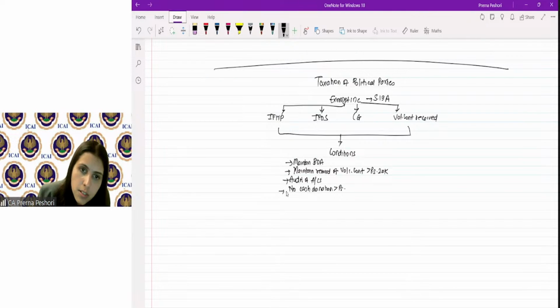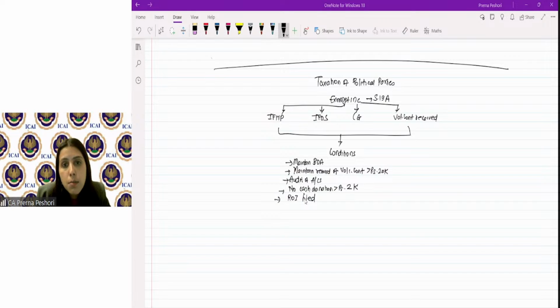which is also disallowed under 80G also, right? If you remember 80GGA, 80GGB, you get disallowed for the donations. The donations are not allowed in excess of rupees 2,000 in cash. And furnishing the return of income. Okay. So these are the conditions based on which the income of the political party will be exempt.